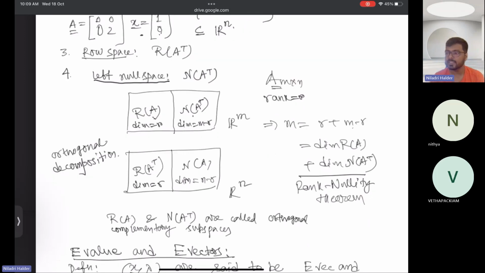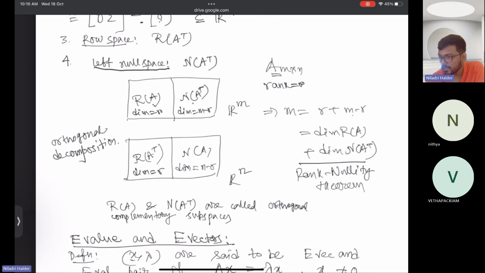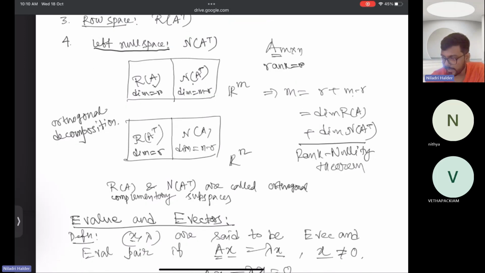That means m is equal to the dimension of the range space of A plus the dimension of the null space of A transpose. So this is the rank nullity theorem. Similarly, n is equal to the dimension of the range space of a matrix plus the dimension of the null space of the matrix. So that is the rank nullity theorem.